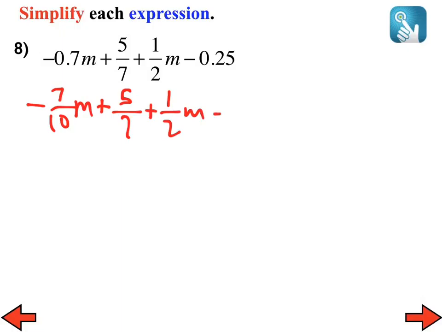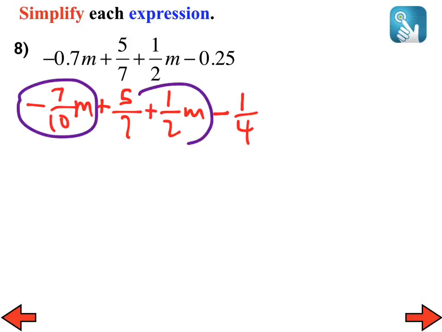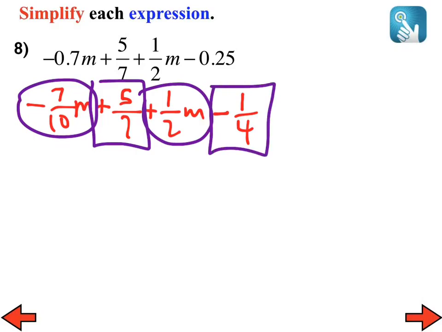And then hopefully you all know what 25/100 is as a fraction. Think about money. 1/4 or a quarter, right? That's what we call that coin, a quarter. What would the next step be? Combine the like terms. So we have the m terms here and then the constant terms next. Go ahead and convert number 9 and 10 as the first step. You don't have to simplify them.